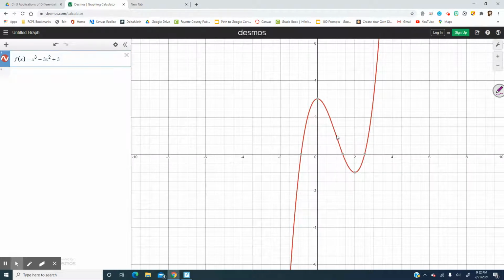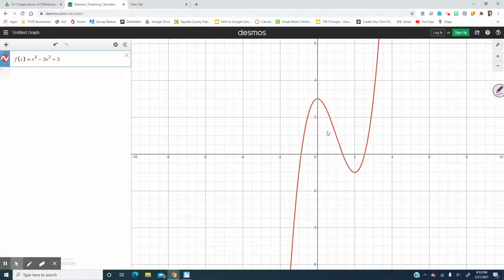Now, practically what that means, if you're a runner and you've ever had to run up a hill and there's a certain point of the hill that's really difficult to run up, that's the inflection point. That's where it changes from being concave down to concave up, or the concavity changes. So that is happening right here.